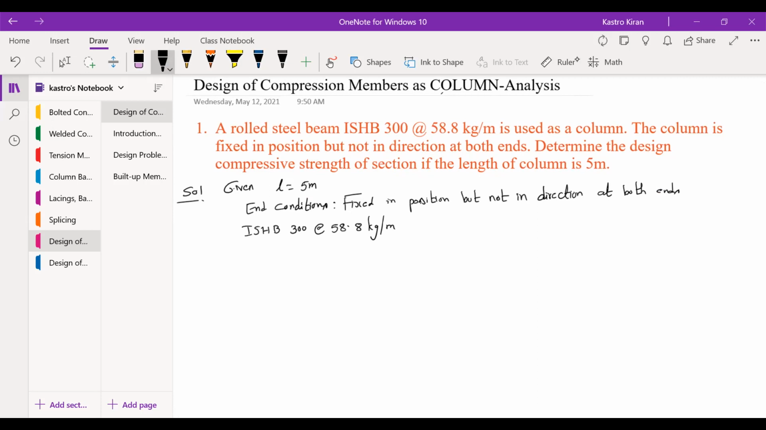So ISHB represents an I section. Remember, ISHB represents an I section. Usually for beams, we are going to use I sections only. So when you see Indian Standard Heavyweight Beam, that means if you see B at the end, it's an I section. Anyways, this is the given data.